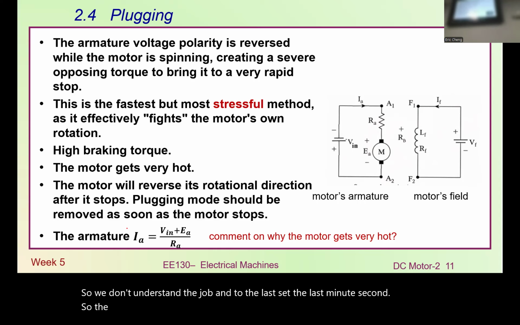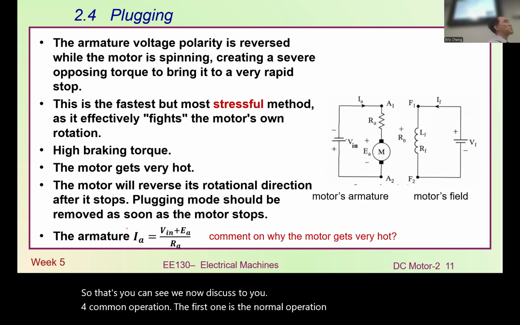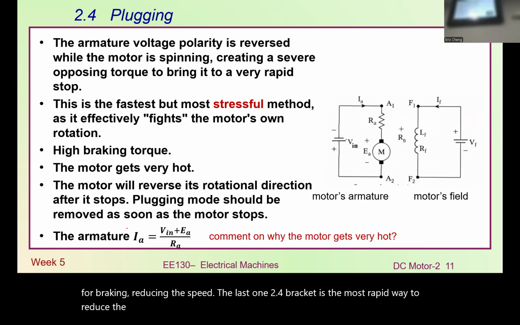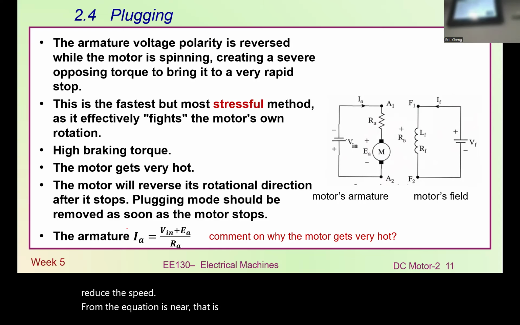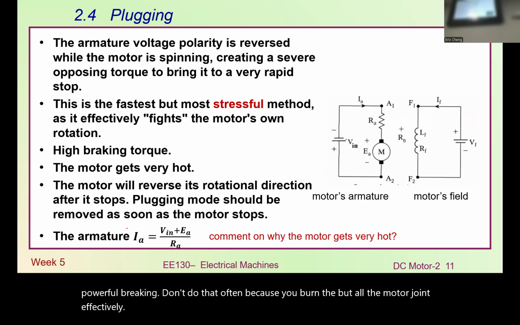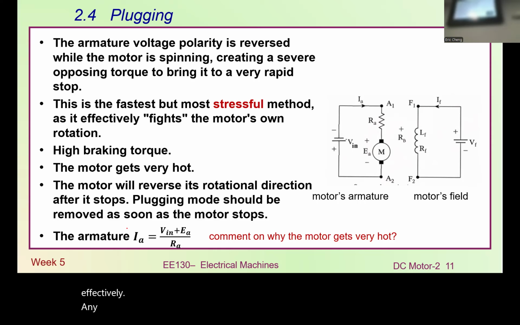So you can see we have now discussed four common modes of operation. The first one is the normal operation, motoring. The other three are for braking, reducing the speed. The last one, 2.4, plugging, is the most rapid way to reduce the speed. On the equation, you see that it is something we don't quite like, but it's really powerful braking. Don't do that often, or you will most likely burn the motor. But all motor drives have that capability. Any question? Yes.